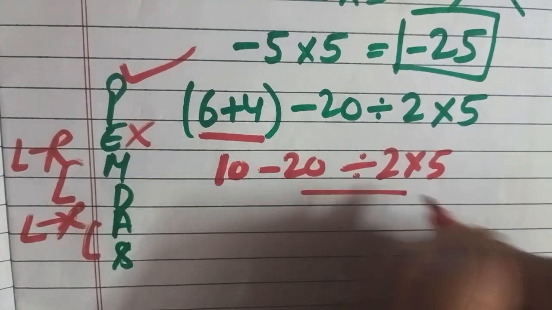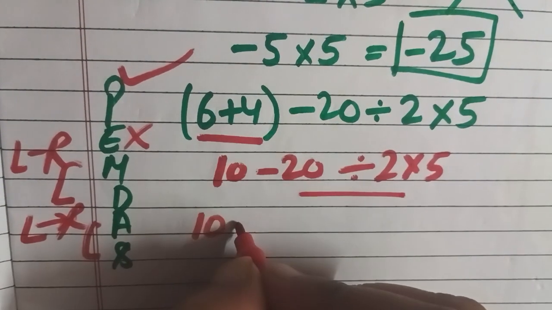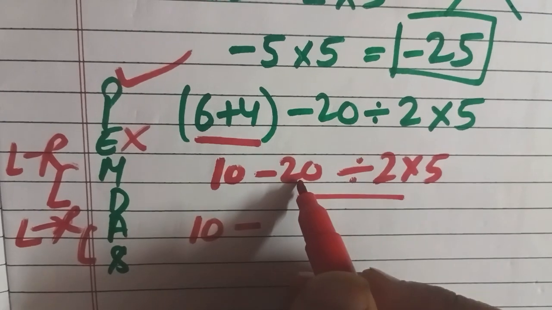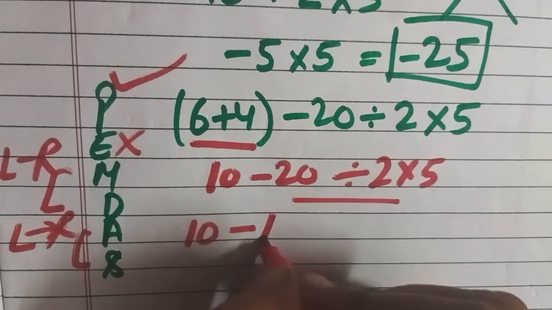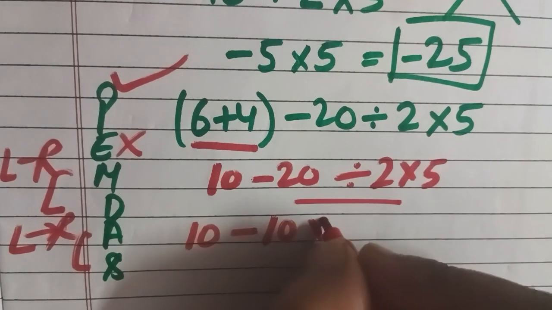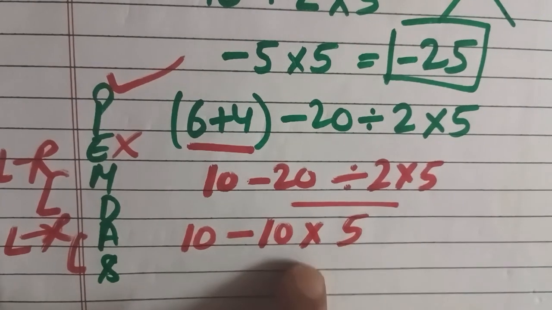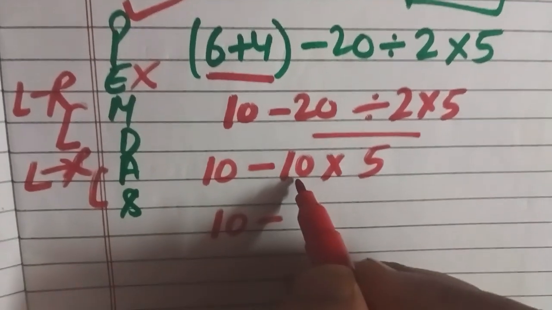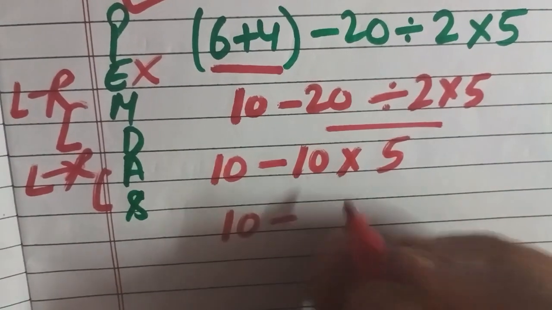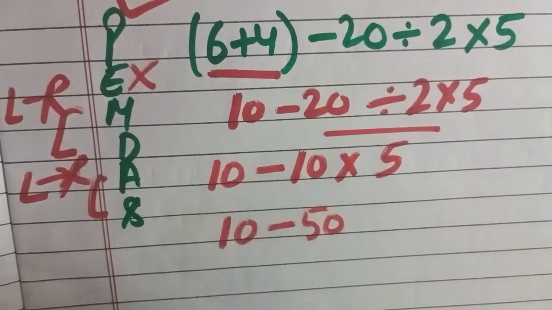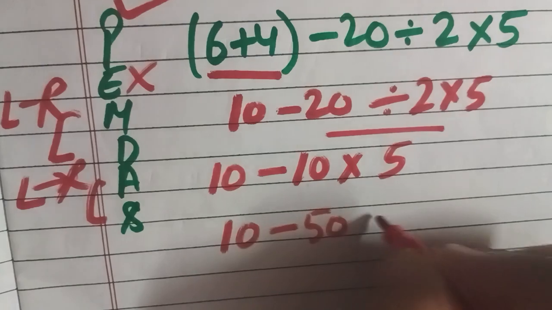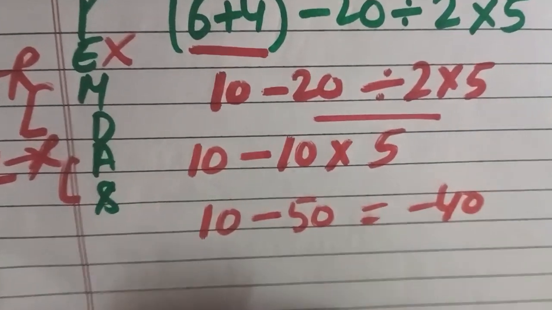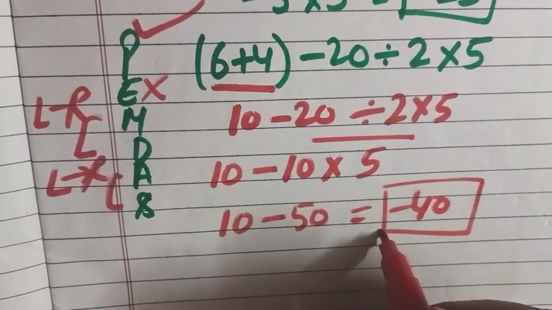We will solve this. So it will become 10 minus 20 divided by 2 is minus 10 times 5. Now we will do multiplication. It will become 10 minus 10 times 5 is 50. So 10 minus 50 is minus 40. So our correct answer is minus 40.